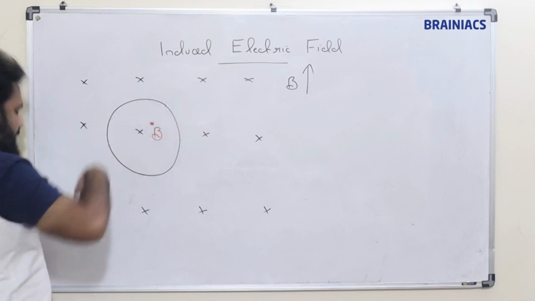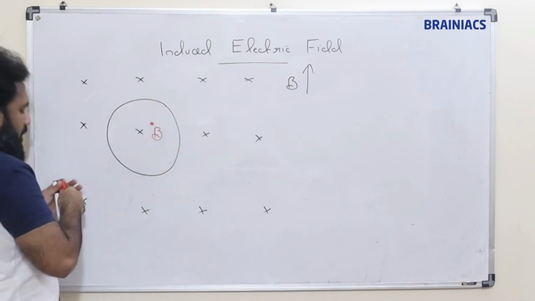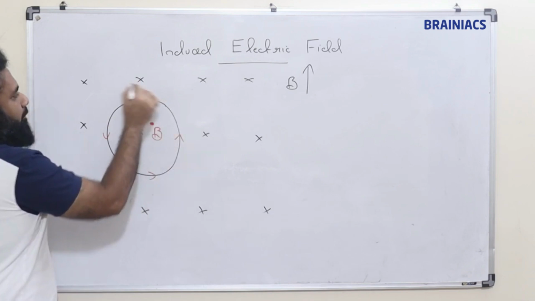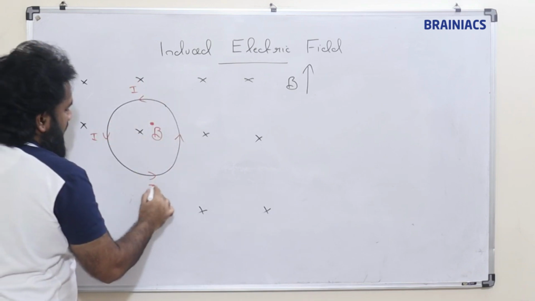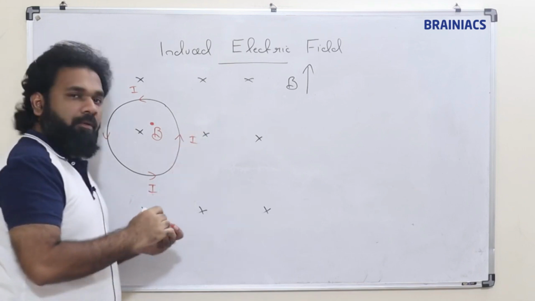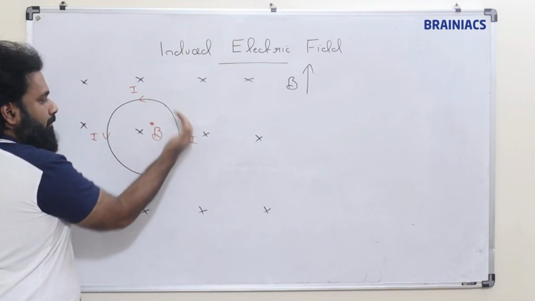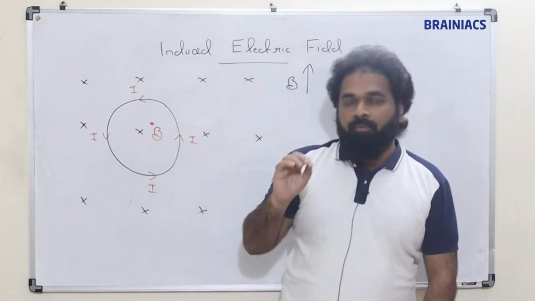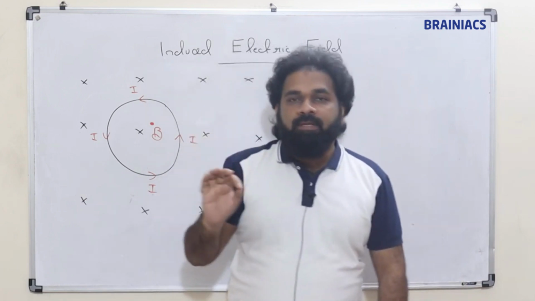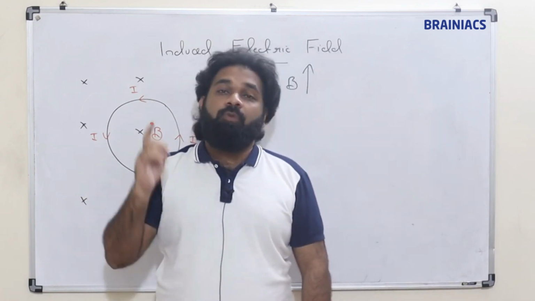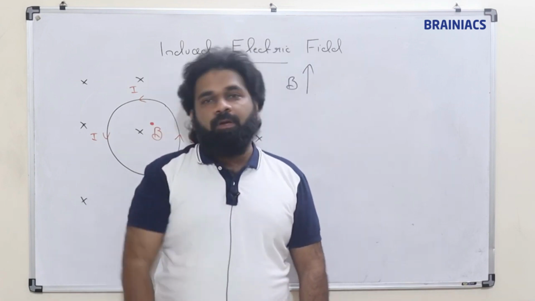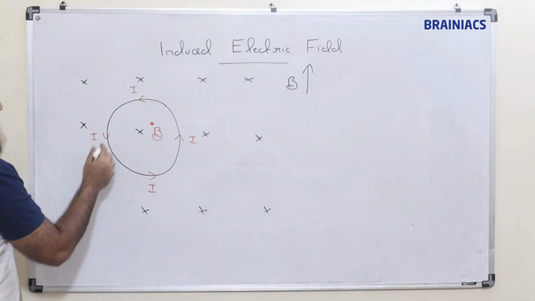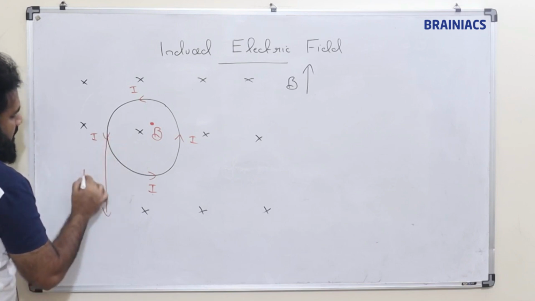So this is going to be the current direction, that is anti-clockwise. Anti-clockwise current will be there. Clear? So all of us know this. Now first we will see what the direction of the electric field will be. If there is a positive charge, that positive charge will move in the direction of the electric field. Since the direction of current is this, the direction of electric field is also in this direction.